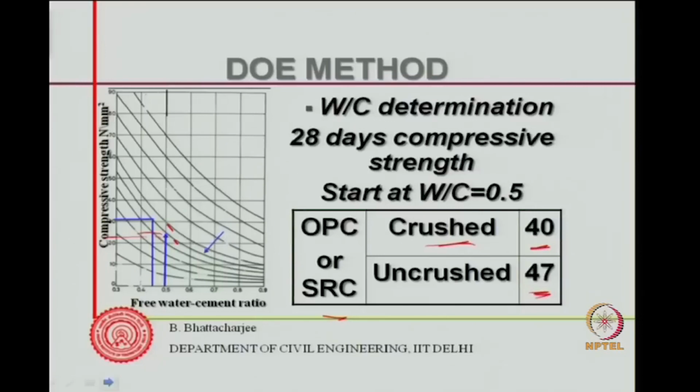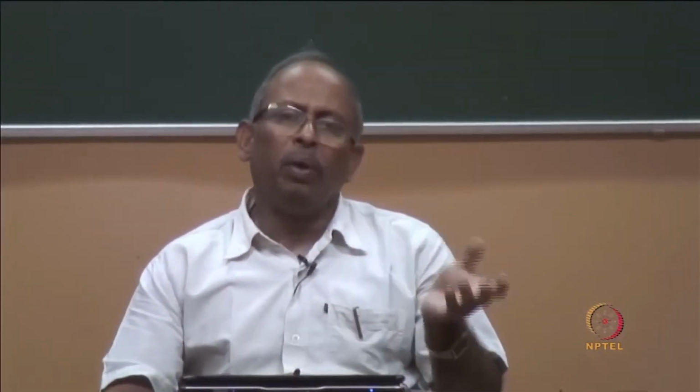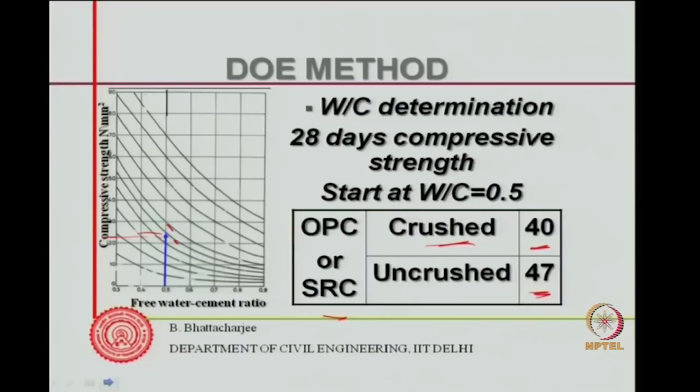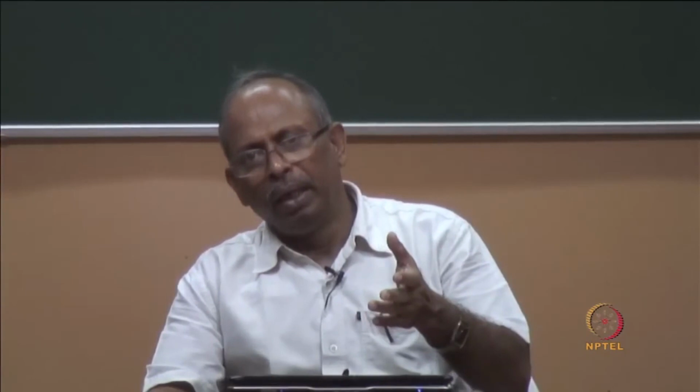Let me repeat. First you cast a trial mix with 0.5 water cement ratio. Determine the 28-day strength. You can even do an accelerated test, but this is to be done only once for your system. Later on you may not do it. For any grade of concrete this is done. With the same results you can use it for any grade of concrete, for example M25, M30, M40. You can design it for any grade of concrete.